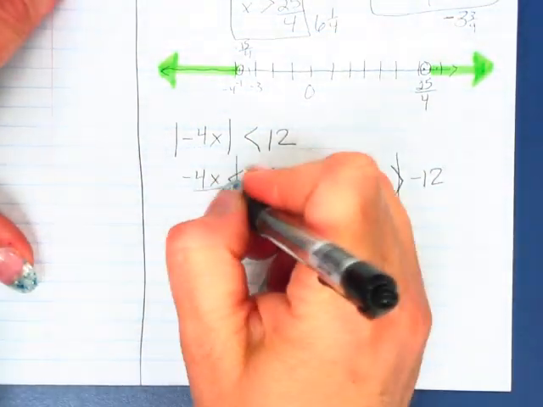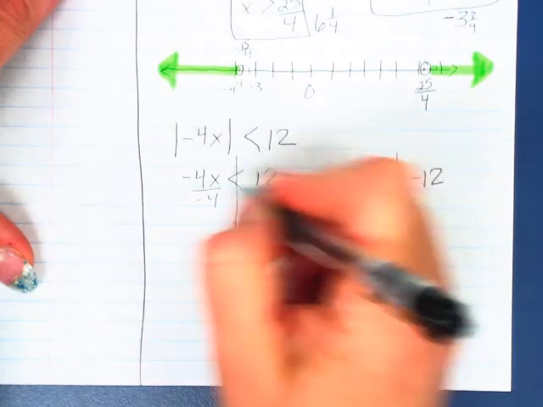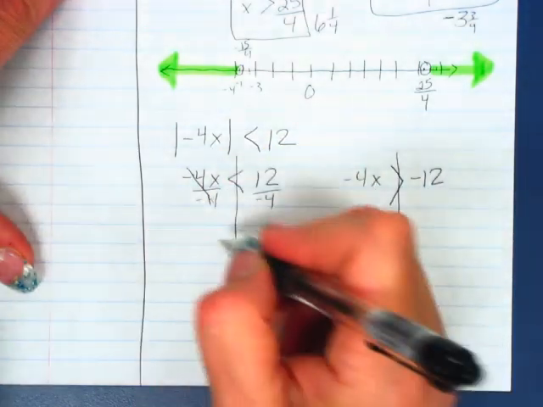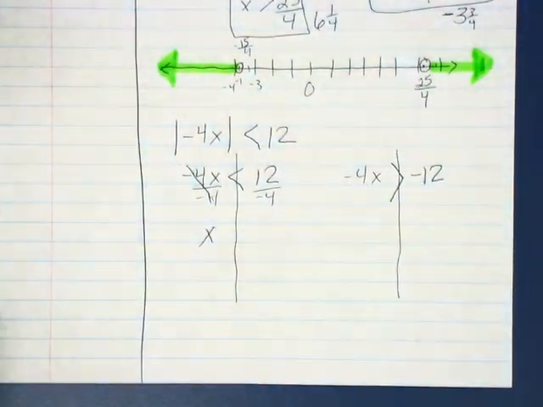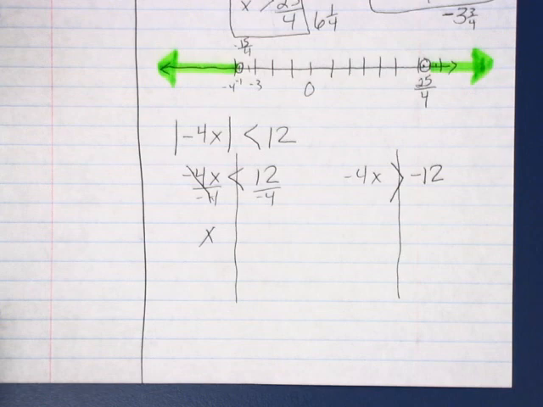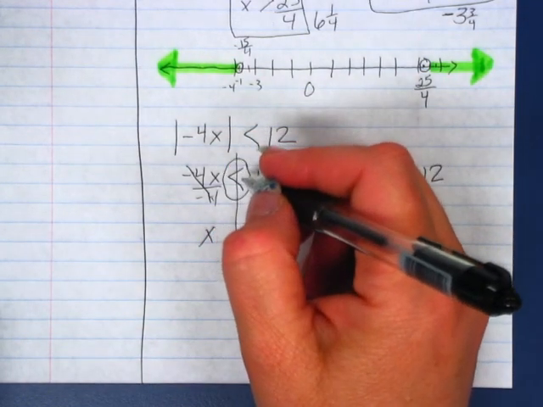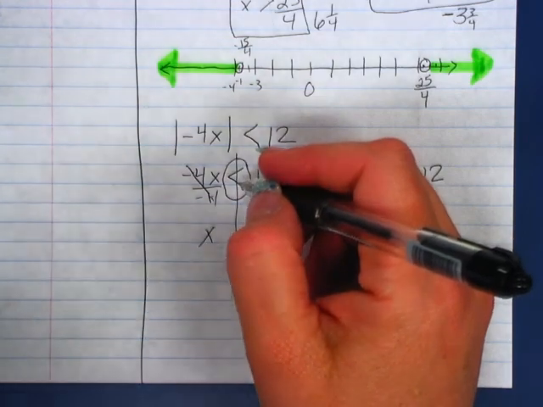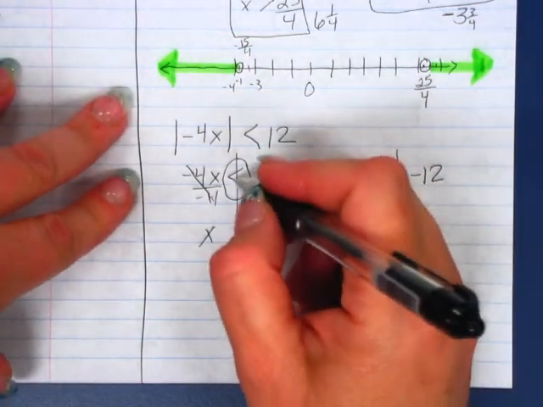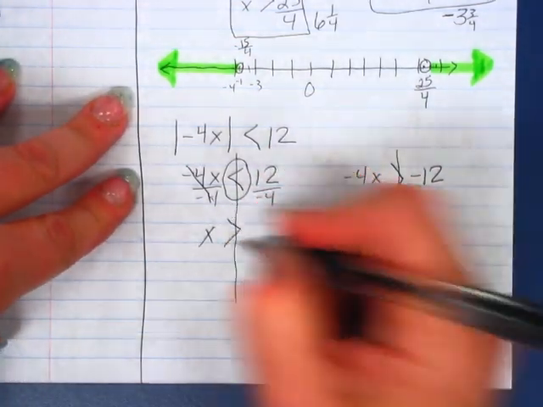It's a negative 4, so I'm going to divide both sides by negative 4. Negative 4 divided by negative 4 is x. Now this is where it's a little different. Remember what happens if you multiply or divide by a negative number. What do we have to do when we multiply or divide by a negative number? We need to actually switch the inequality. So if you multiply or divide, not subtract, multiply or divide, you're going to flip the inequality.